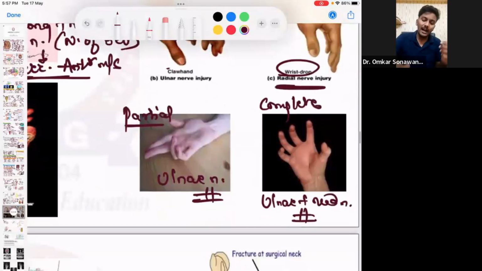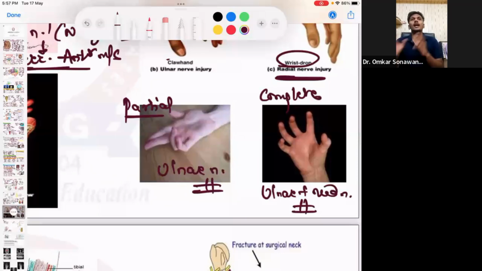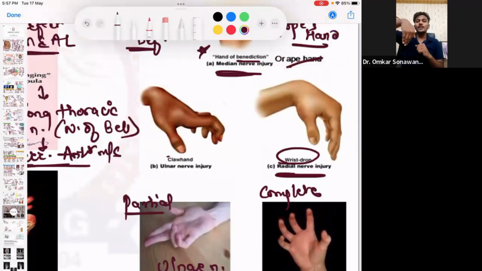So partial claw hand, as we know, is due to injury to which nerve? Ulnar nerve. Whereas complete claw hand is due to injury to both the ulnar plus median nerve. Wrist drop is when dorsiflexion of the wrist is not possible. This is due to injury to the radial nerve.